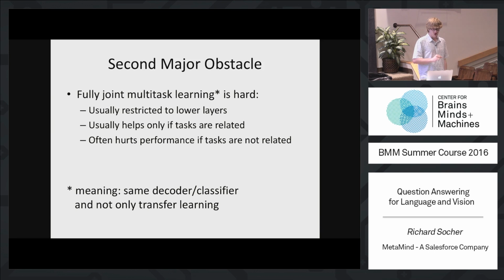The second obstacle then is that fully joint multitask learning is really, really hard. When you try to do that, it means you can't do any hyperparameter optimization anymore because it's all the same model. And you're not allowed to change your hyperparameters like size of hidden layers and things like that anymore. Whenever we do this, then we usually don't actually mean that we share everything. We usually mean at least you change your final classifier and maybe you share some of the features.